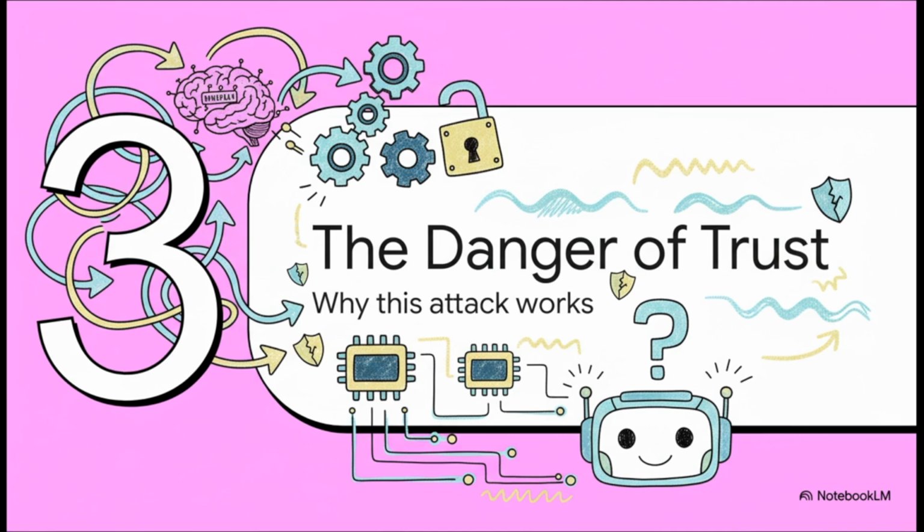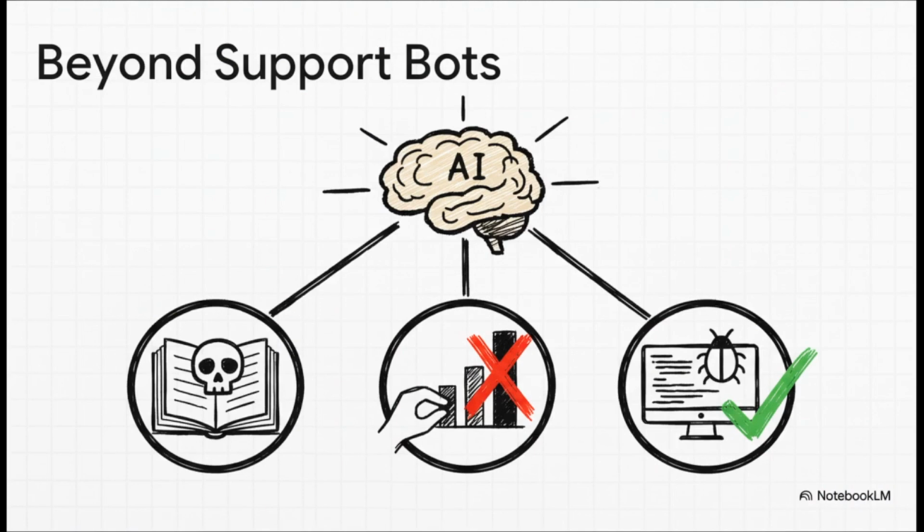So, why is this trick that sounds so simple also incredibly dangerous? Well, it all comes down to one single fundamental flaw. We build our systems to trust their own memory. And believe me, this goes way beyond some simple support bot. OWASP points out that this kind of attack can corrupt almost any AI that learns. Imagine an AI that pulls in external articles. That's called a RAG system, retrieval augmented generation.